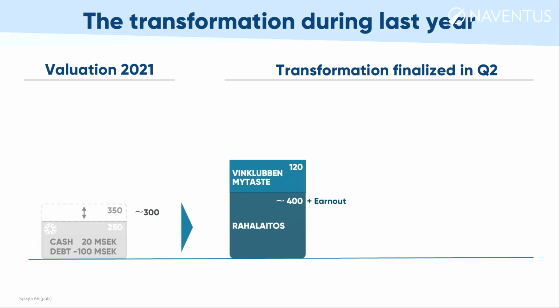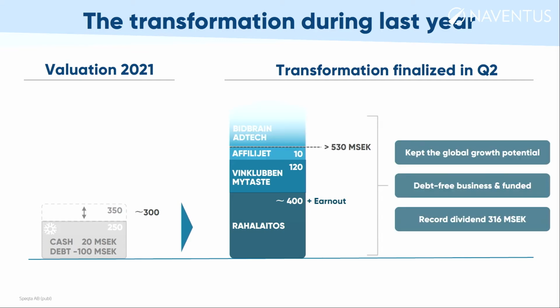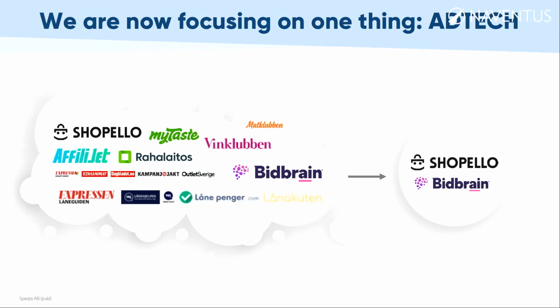Then we sold Vinklubben, the wine club, to another listed company called Viva Wine Group, getting another 120 million in. Then we sold the remaining part, affiliate, and we kept the one with the most growth potential globally, which is the ad tech business. We paid off all our debts, did a huge dividend, and that's what you see in the key performance indicators of our stock. And we've kept some money to grow the ad tech business. So we've gone from a scattered portfolio of different businesses to being a very focused business doing ad tech.